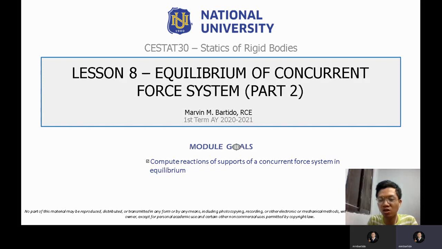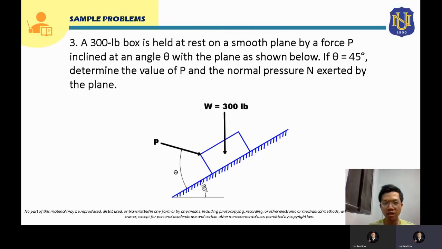Hi class, so this will be the continuation of our discussion about the sample problems of equilibrium of concurrent force system. So let's continue our discussion. Now let's proceed to sample problem number 3.